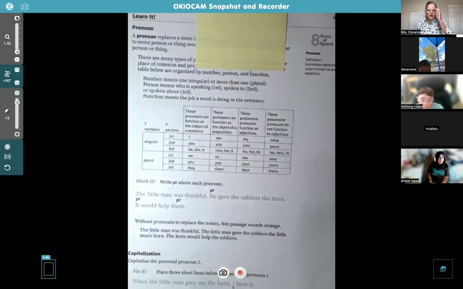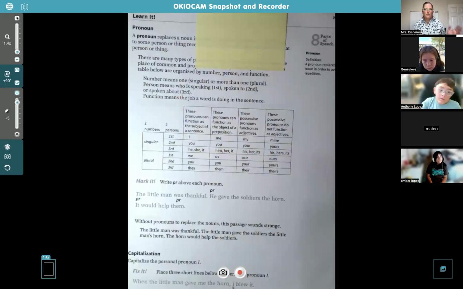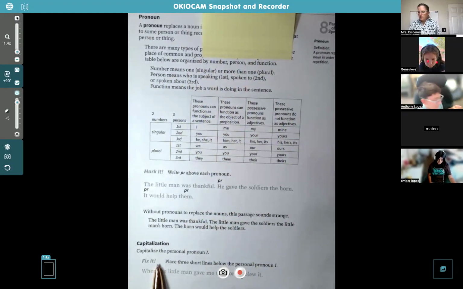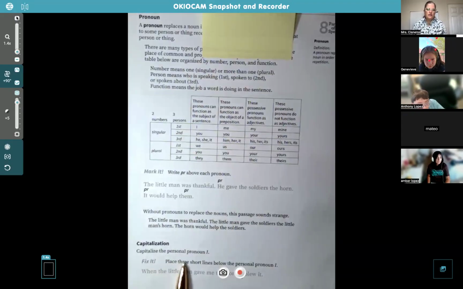See how it repeats the little man a bunch of times and the soldiers a bunch of times? It's really boring to read a sentence like that. So pronouns help it flow better. And that's why we use them, so we're not repeating the same words over and over again. Okay. And then down here, another rule about capitalizing.